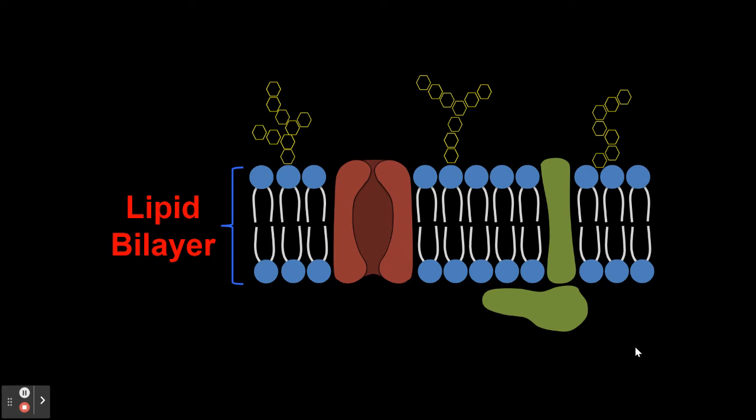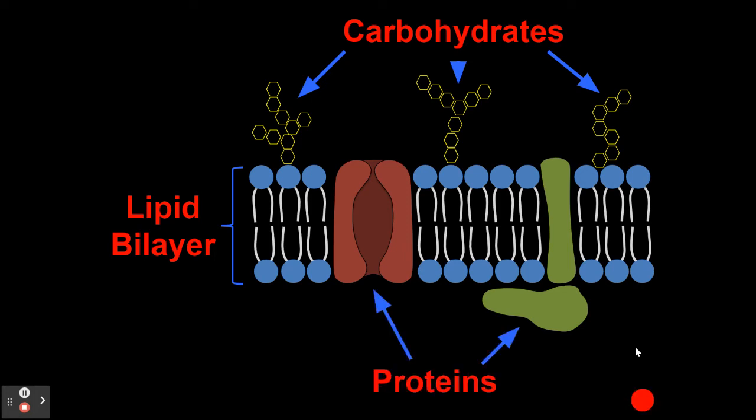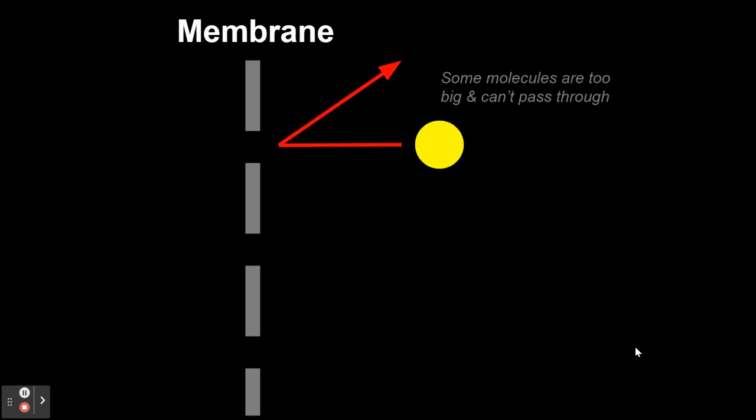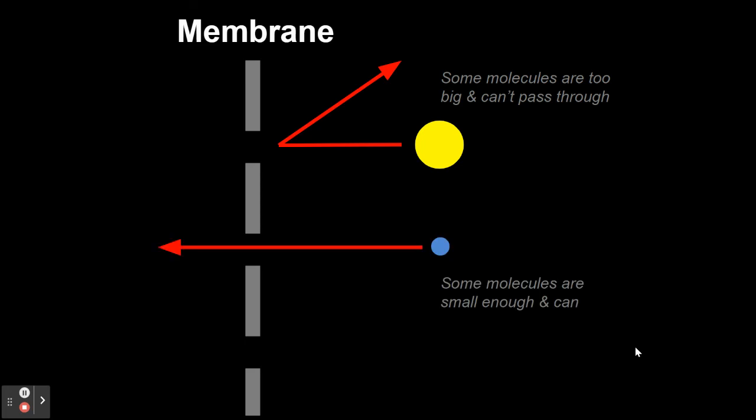So here's my overall picture of a membrane. I have the lipid bilayer. I have carbohydrates for communication and proteins for transporting materials across. And then finally, here's kind of how selective permeability works. Some molecules are too big and they can't pass through the membrane. Some molecules are really small and they can. And so the fact that some things can move through and some things can't, that's called being selectively permeable.